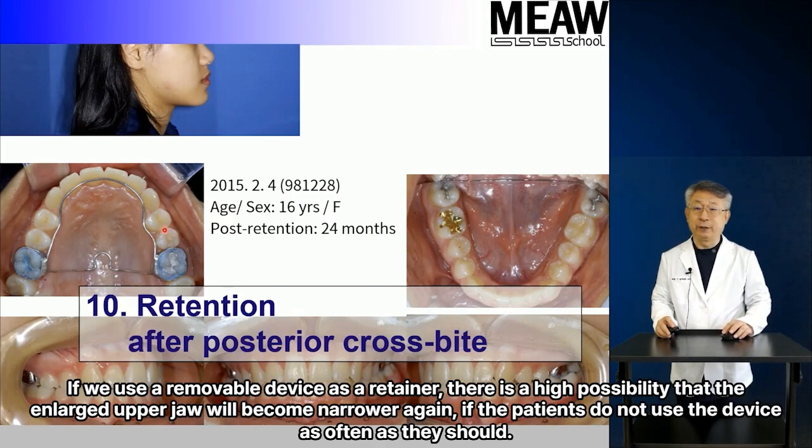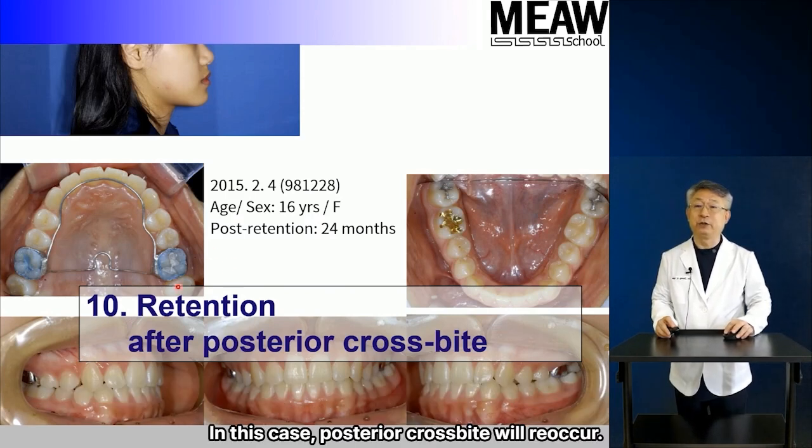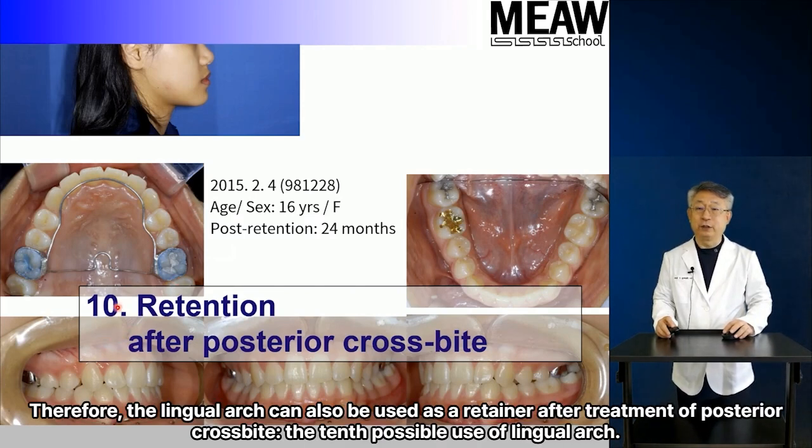If we use a removable device as a retainer, there is a high possibility that the enlarged upper jaw will become narrower again if the patients do not use the device as often as they should. In this case, posterior crossbite will reoccur. Therefore, the lingual arch can also be used as a retainer after treatment of posterior crossbite, the 10th possible use of lingual arch.